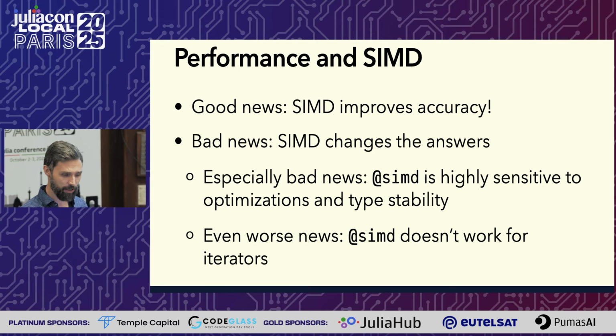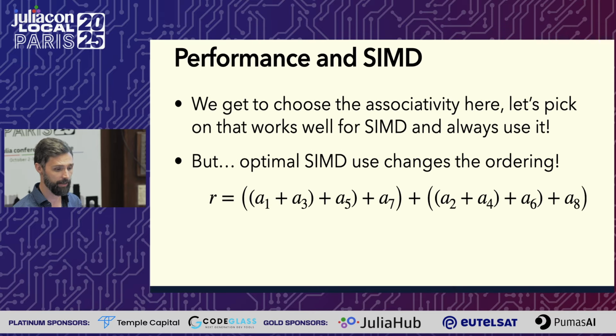So it would be nice to do this more consistently and try to get SIMD both for accuracy and performance without leaning on the maybe it will, maybe it won't kind of thing. And in fact, we do get to choose the associativity, right? That's the rule of the game. So we could choose to pick an associativity that works well for SIMD and just always use that. But optimal SIMD use actually changes the ordering, which is one of the very first things that I said you can't do, right? You can't change the ordering of the operation. It's one of the things we guarantee.